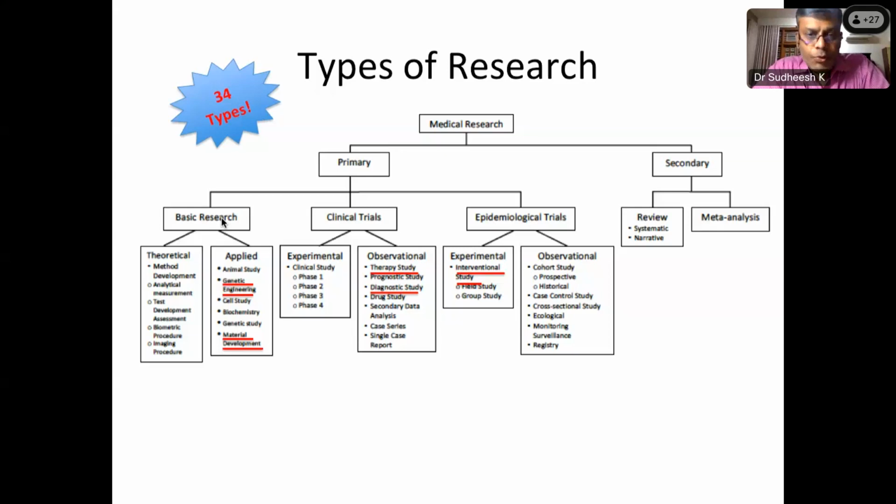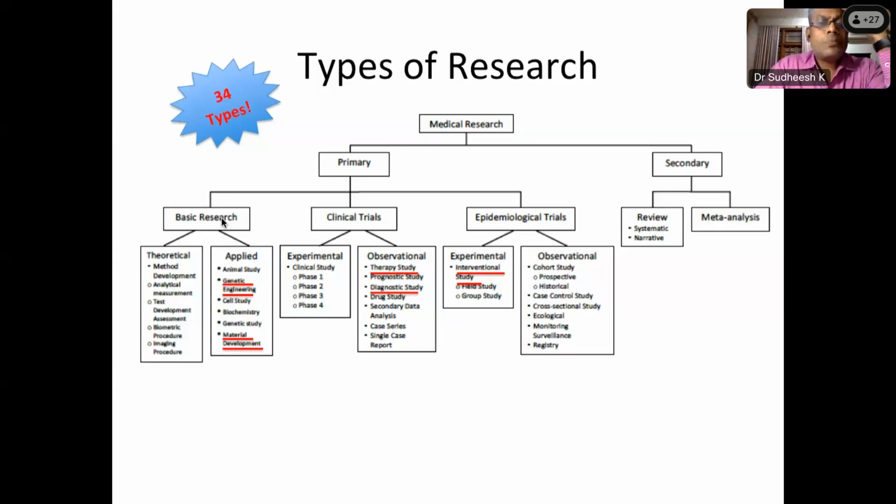And phase 4 is post-marketing trials, once the drug has been approved and it is allowed to be used in our routine clinical practice. Then you again follow up the patients who are receiving those new drugs and find out if they are manifesting some new problems or anything, and report that. So that is known as the phase 4 trial. Therefore, we have phase 1, phase 2, phase 3, and phase 4 trials of experimental clinical trials.